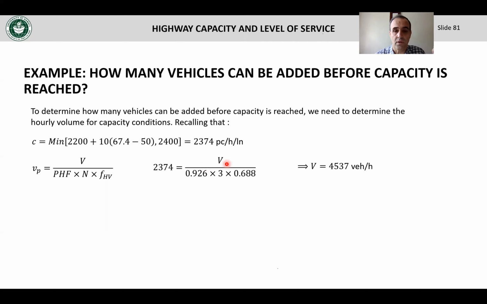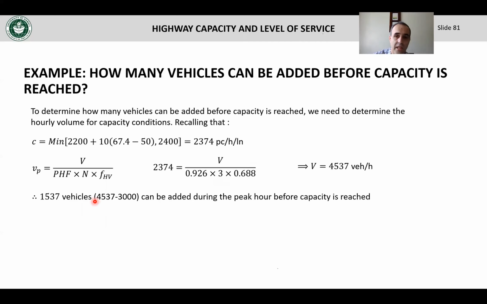and then you can solve for what volume would correspond to capacity conditions. Okay? So if we solve for that volume, we get 4,537. And basically the difference between that volume and the volume of 3,000 that we originally had is how many vehicles you can add before you reach capacity.